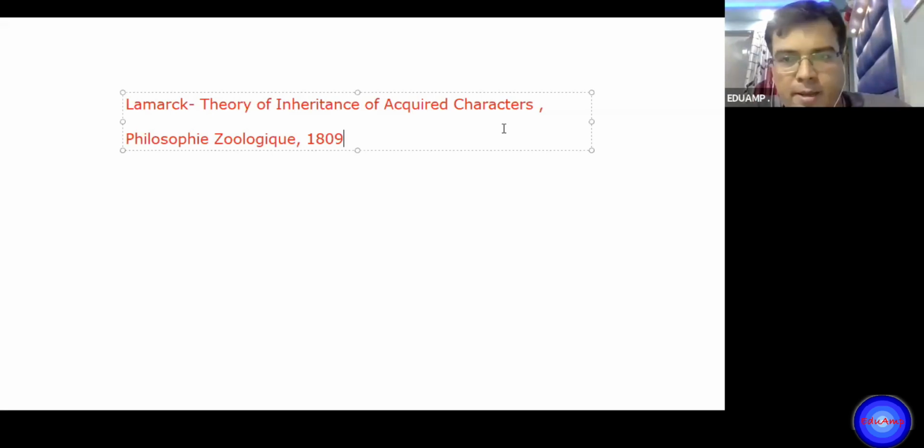Now, what was this theory all about? According to this theory, Lamarck said that whatever character we acquire in our life is inherited by the next generation. Write it down. This theory states that the characters acquired by an organism are inherited by the next generation. It means that if any particular character is acquired in your lifetime, it would be inherited by your offspring. And he gave a very beautiful example of the giraffe.